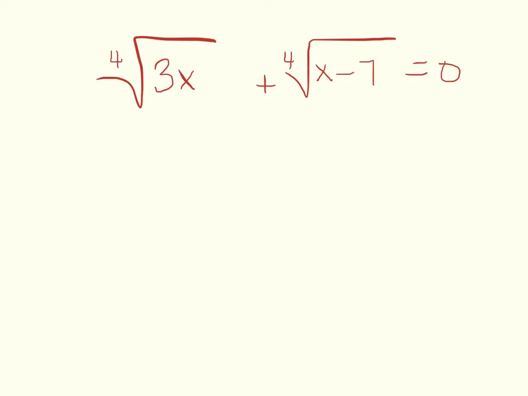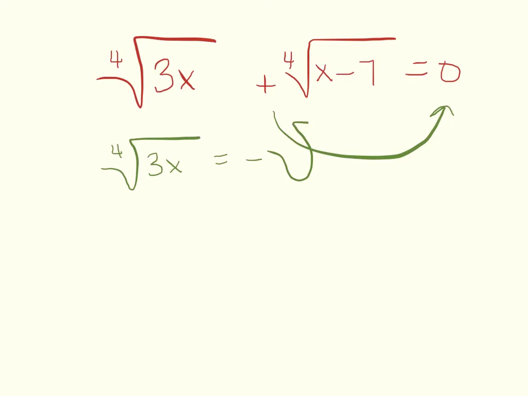Now before you do anything on this one, you want to make sure that you have this one on that side. So what I'm going to do is subtract this expression right here from the other side. That way, when I square, I don't have to FOIL anything. So I have the 4th root of 3x equals the opposite, so negative, the 4th root of x minus 7. And I am going to do the same thing I just did.